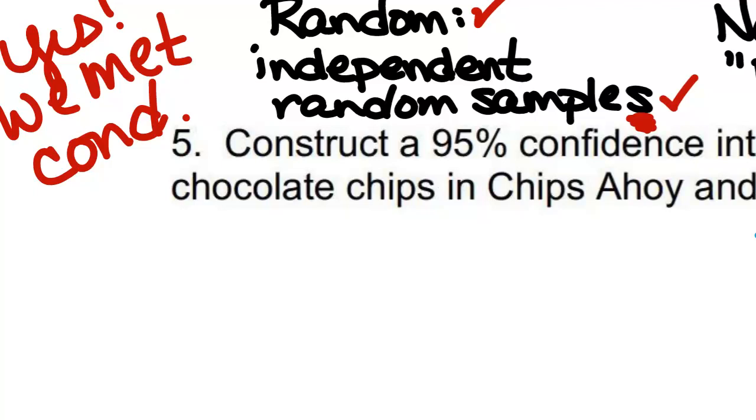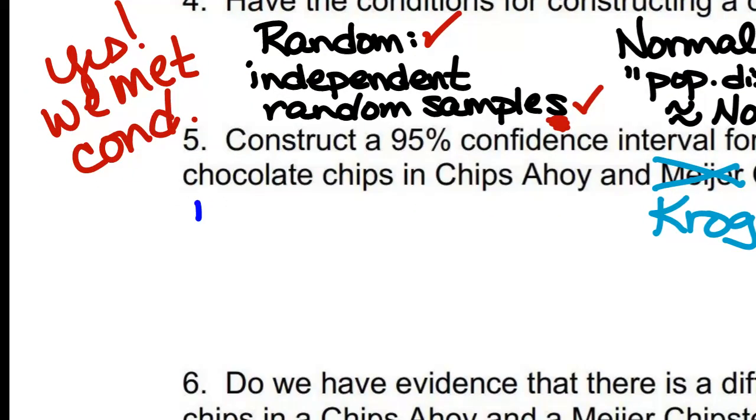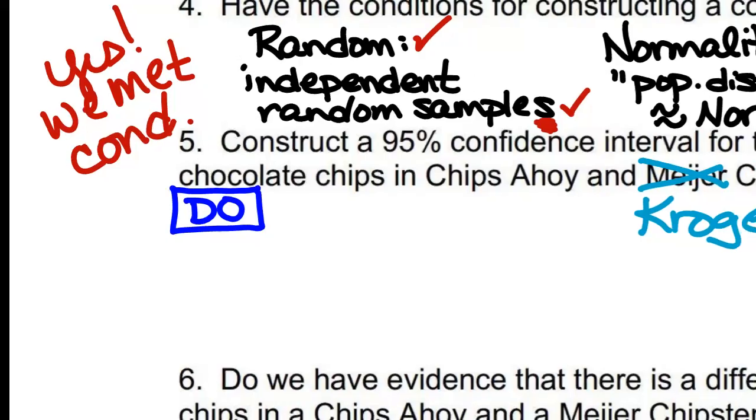State, plan, do, conclude. So we've already done most of the plan step up in number 4, right? Because what do we do in plan? We check our conditions. We've checked our conditions here. So let's just do the do step here. We just haven't named the test that we're using. I'll give you the name here in just a moment.